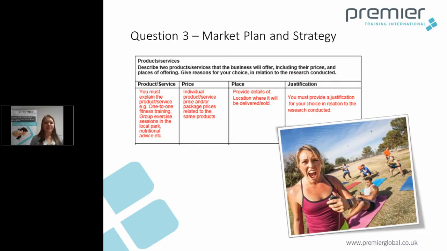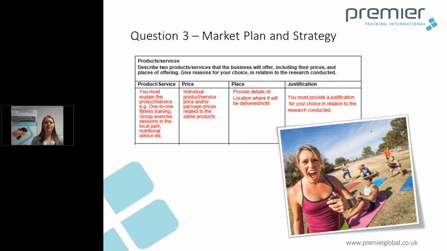The last part of question 3 requires you to pull this information together to clarify 2 of your products or services, the price that you will charge for them, the place where you will provide them, and a justification. Only 2 services are required here. If you do want to have more in the business, that's absolutely fine, but only 2 are required.